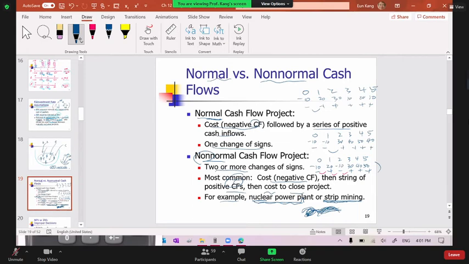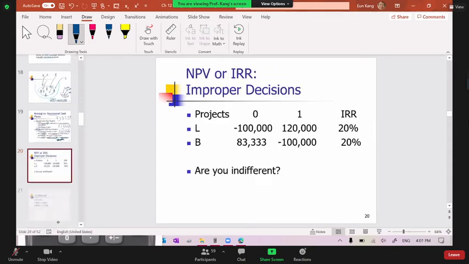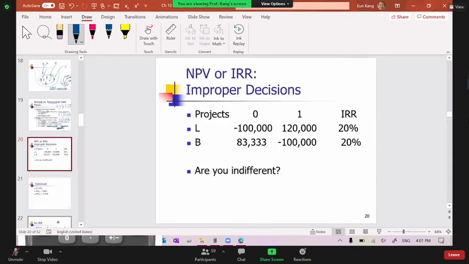But those other things are also possible. By doing your project, you may sometimes have to input more money. That's possible. So then that is a non-normal project. Then let's examine which one is better, net present value or IRR, right?